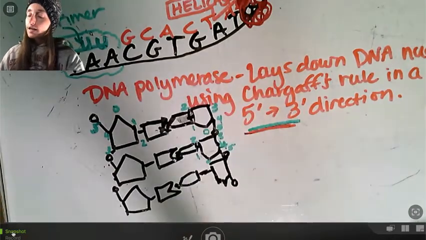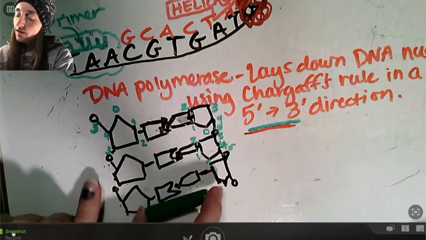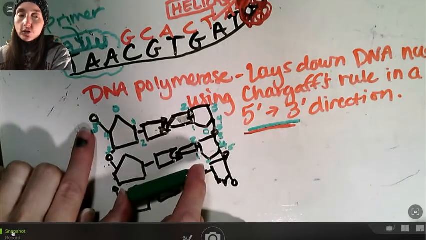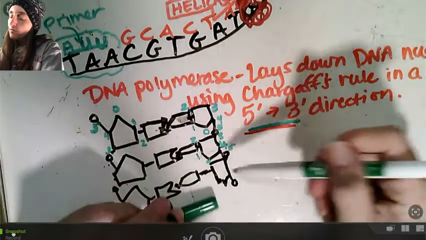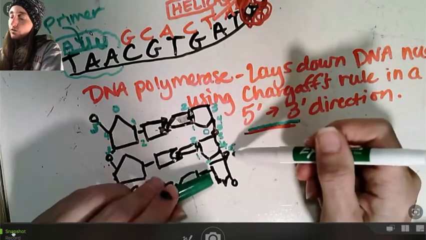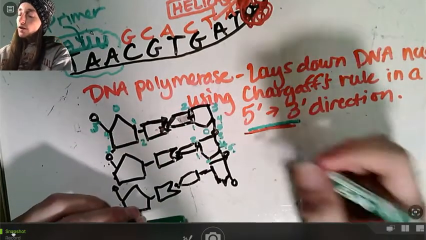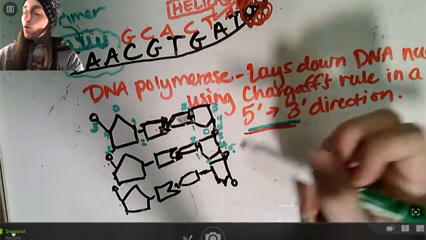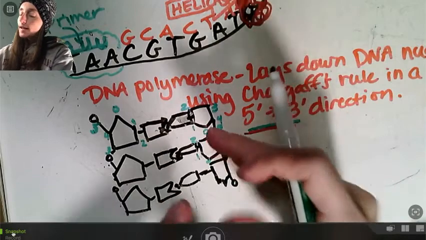So on this side, if I'm going from the bottom of my drawing to the top, then on the left over here, it is a 3' to 5' direction. That's the way this is going. On the right, if I'm moving from the bottom to the top, I'm coming to the 5 carbon first and then to the 3. So this is a 5' to 3' direction. Okay, so that's what I mean by this direction. So DNA polymerase can only place nucleotides in a 5' to 3'. They can only do it that way.